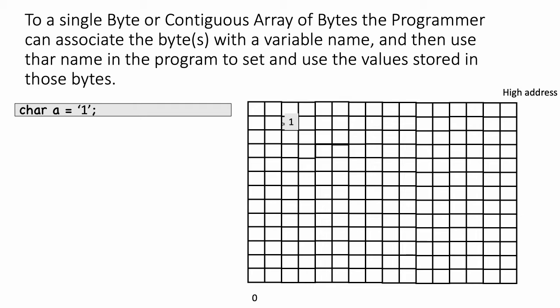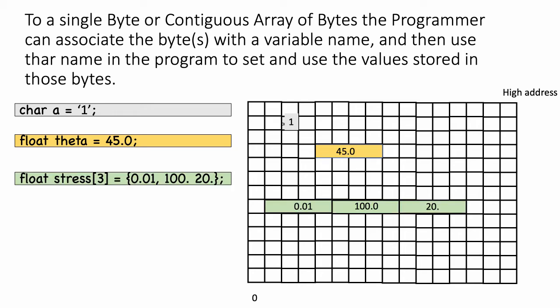Similarly, if I create a variable of type float, named theta, and I set the value of theta equal to 45, it would take up 4 bytes in memory, and those bits in those 4 bytes would represent the number 45. Similarly, if I create an array of floats, here's an array of 3 floats with those values set, that would take up 12 bytes in memory.